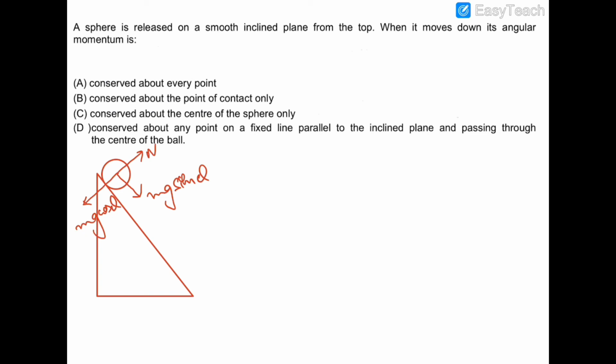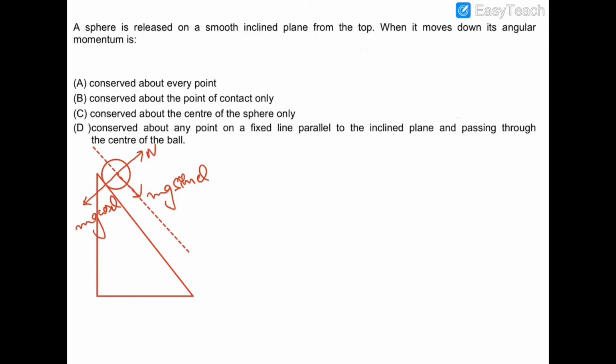So we can say that the angular momentum is conserved about every point. This is incorrect, because angular momentum is not conserved about the point of contact, because mg sin theta has some torque about this point. Now, angular momentum is conserved about the center of the sphere only. If we say it is conserved about only this point, that would be incorrect, because it is conserved about this point, but it is also conserved about some other points.